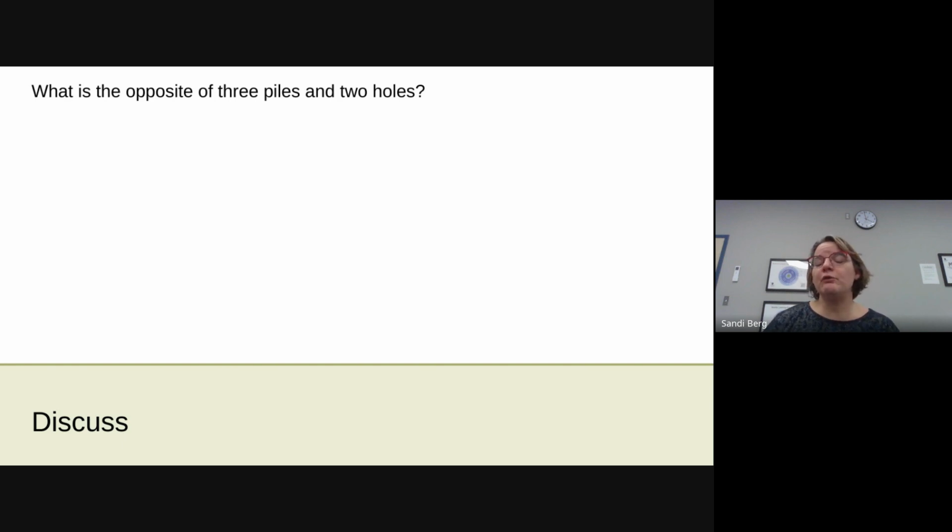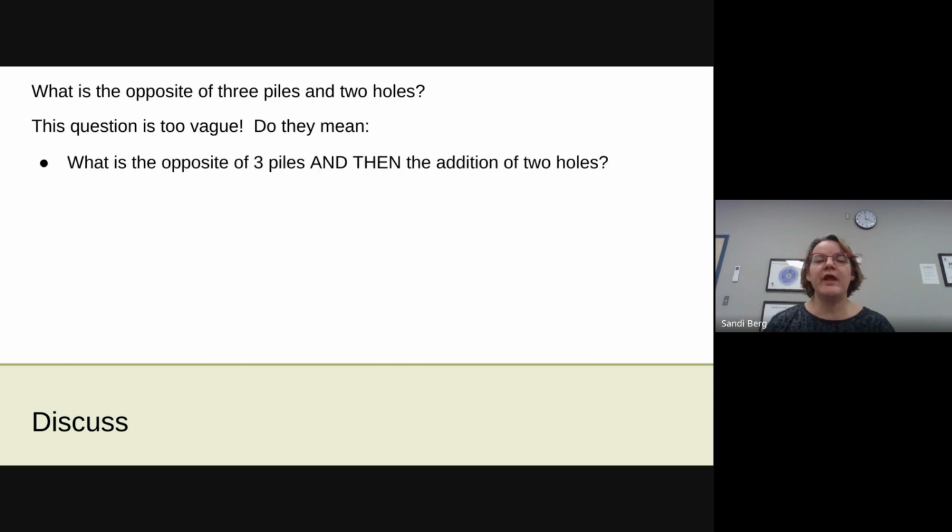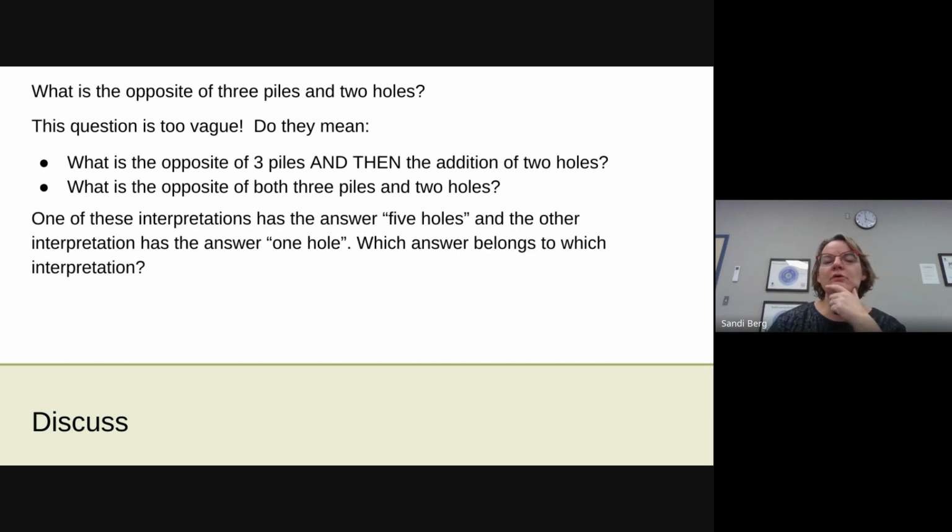So you will find when you do this, you will actually get 2 answers because this question is too vague. So I want you to think about how you thought of it. Did you think of it as, what is the opposite of 3 piles, and then the addition of 2 holes? Or did you think of it as, what is the opposite of both 3 piles and 2 holes? So what's the opposite of all of that? So I'll tell you, depending on which way you saw it, you either said your answer was 5 holes or you said 1 hole. So which representation gives you 5 holes and which representation gives you 1 hole?